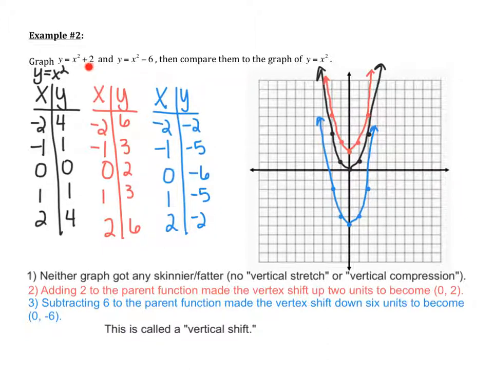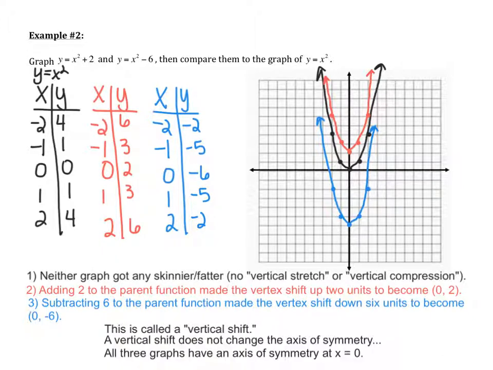Whenever you add or subtract to the outside of the x squared, you're either shifting it up so many units or down so many units, changing your vertex. You'll see that in your homework, so make sure you're aware of that when you're trying to identify the vertex. However, by simply adding or subtracting something to the outside of the parent function, that does not change the axis of symmetry. Notice that all 3 of these graphs still have an axis of symmetry at x equals 0. So once again, a vertical shift does not change the axis of symmetry, and therefore these 3 graphs all have an axis of symmetry at x equals 0, otherwise known as the y-axis.